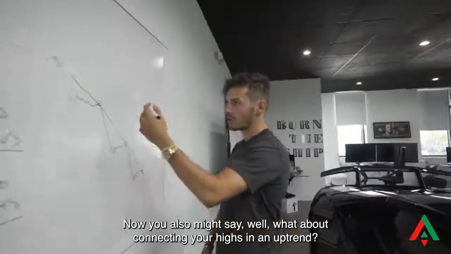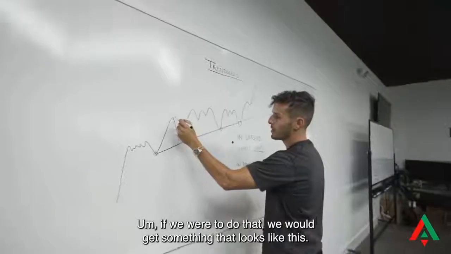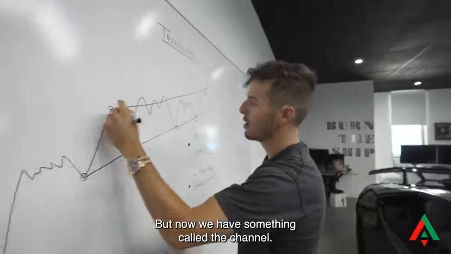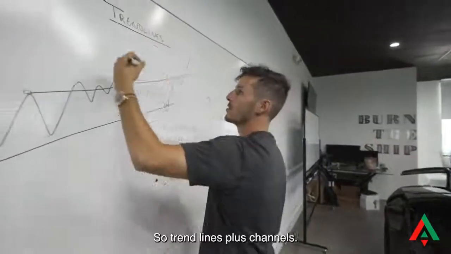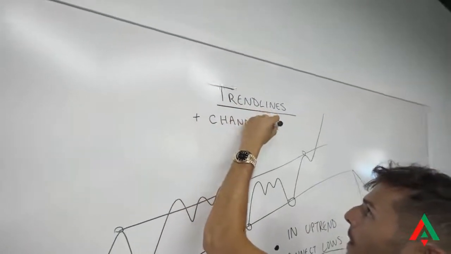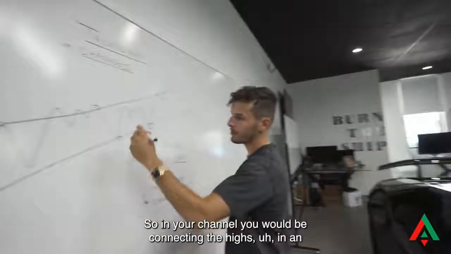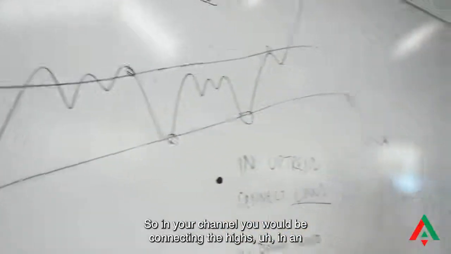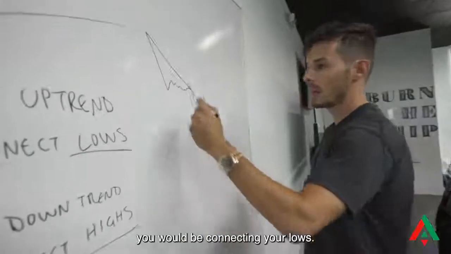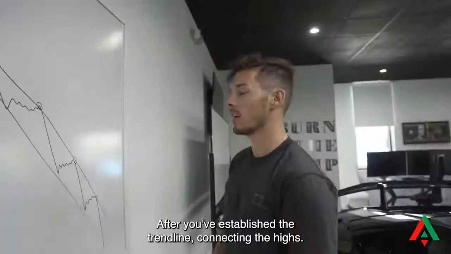Now, you also might say, well, what about connecting your highs in an uptrend? If we were to do that, we would get something that looks like this. Again, this isn't perfect because I'm drawing it, but now we have something called a channel. So trend lines plus channels. It's 2 in 1 today. In your channel, you would be connecting the highs in an uptrend after you've established your trend line, and then in a downtrend, you would be connecting your lows after you've established the trend line connecting the highs.